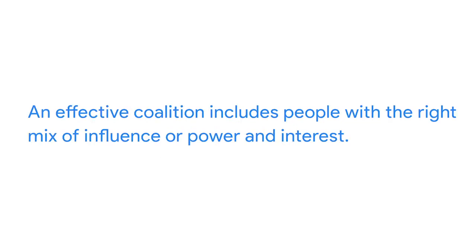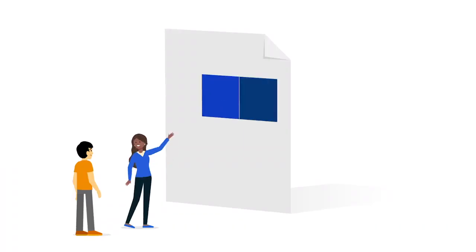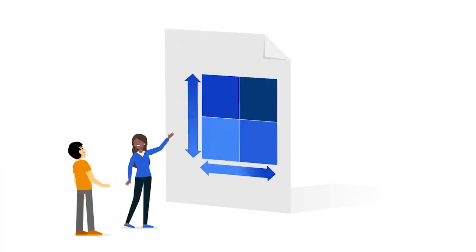An effective coalition includes people with the right mix of influence or power and interest. In other words, identify people who can help you achieve your goal through their vested interest and expertise on the subject of your project. You'll also want to balance your coalition with people who have a high level of power in your organization to help influence and get things done. A stakeholder analysis is a useful tool to help guide coalition building.